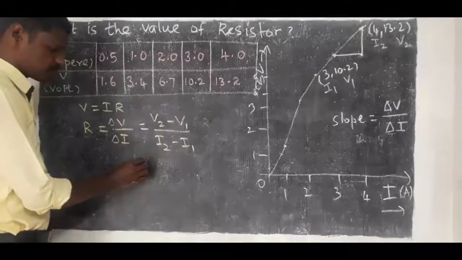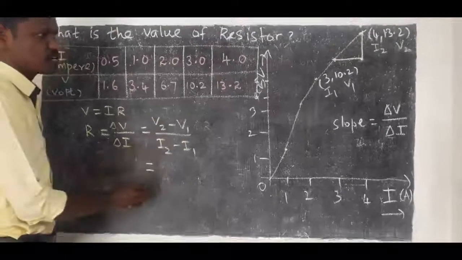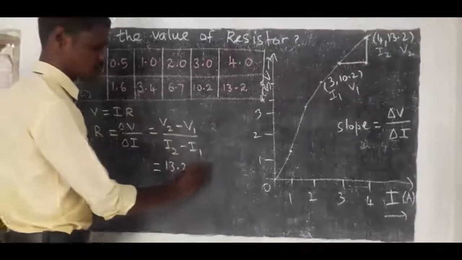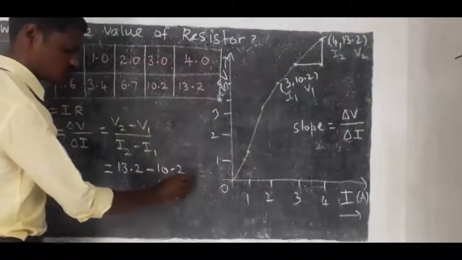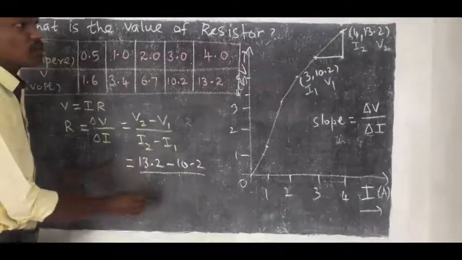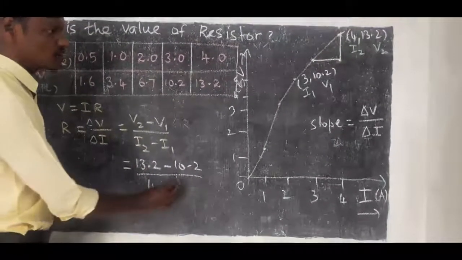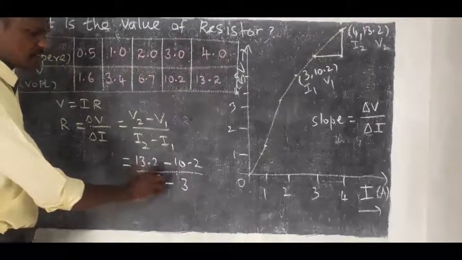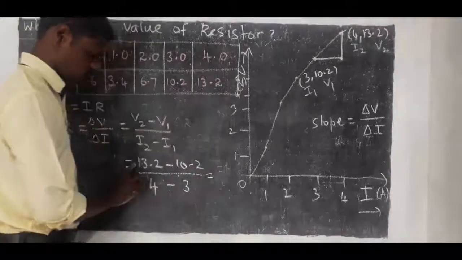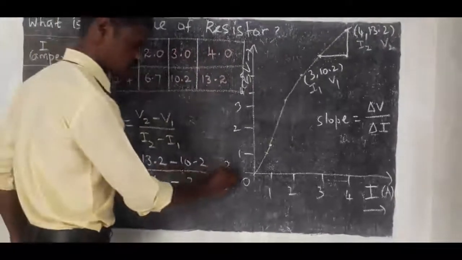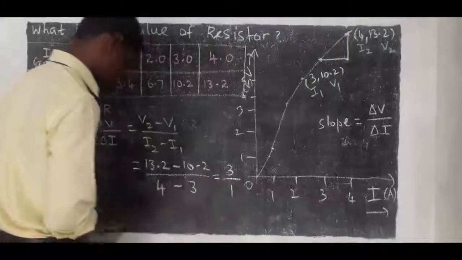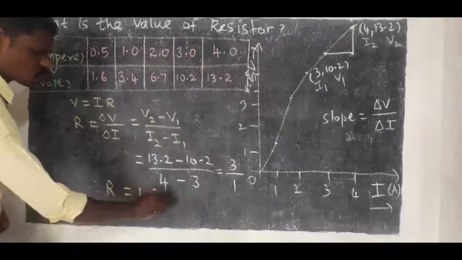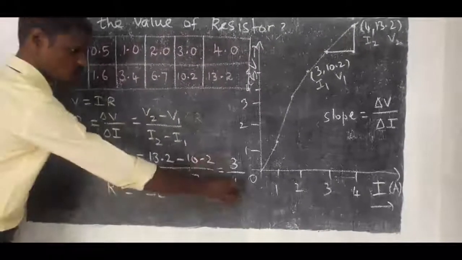Now here, what is V2? V2 is 13.2 minus V1, which is 10.2, divided by I2, which is 4, minus I1, which is 3. So 13.2 minus 10.2 is 3, and 4 minus 3 is 1. So finally the value of R is equal to 1 ohm, sorry, 3 ohm.